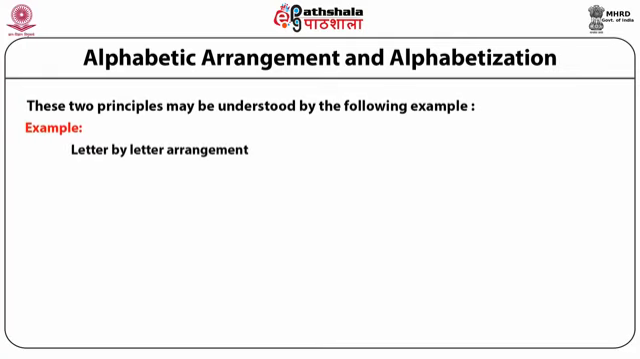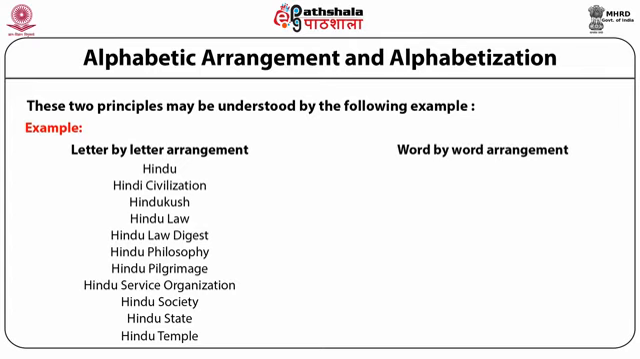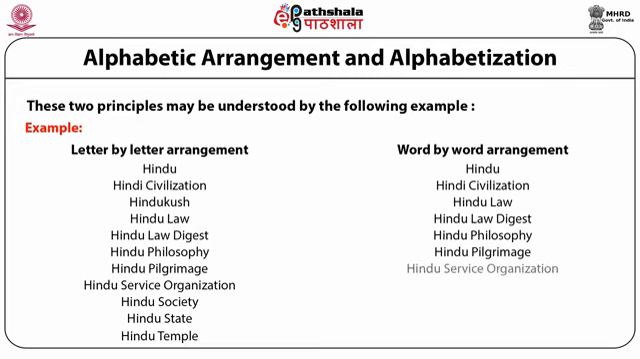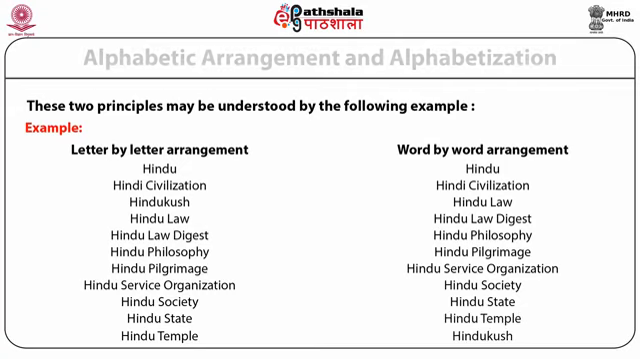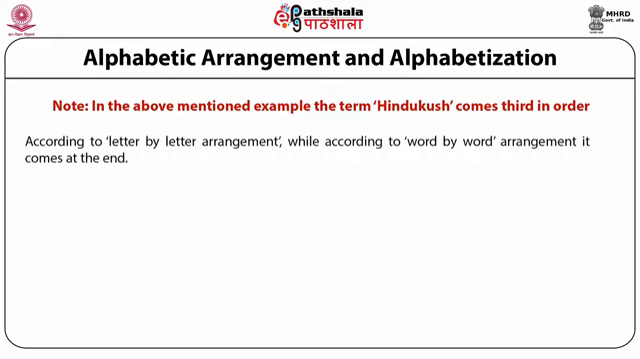The first example is from letter by letter arrangement: Hindu, Hindu civilization, Hindu Kush, Hindu law digest, Hindu philosophy, Hindu pilgrimage, Hindu service organization, Hindu society, Hindu state, Hindu temple. And in word by word arrangement, the arrangement will be in the following fashion: Hindu, Hindu civilization, Hindu law digest, Hindu philosophy, Hindu pilgrimage, Hindu service organization, Hindu society, Hindu state, Hindu temple, Hindu Kush. In the above example, the term Hindu Kush comes third in order according to letter by letter arrangement, while according to word by word arrangement, it comes at the end.